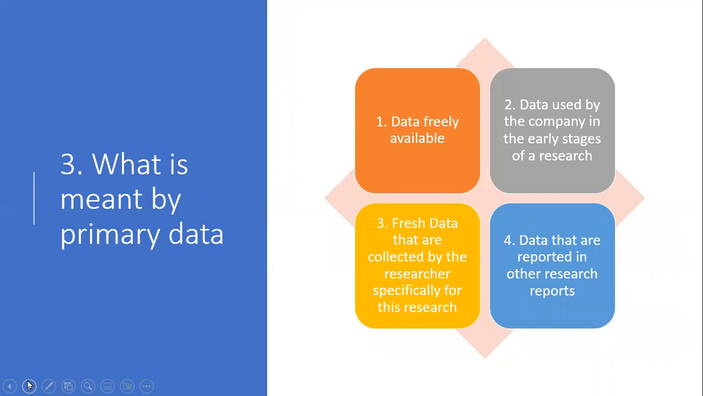What is meant by primary data? 1. Data freely available. 2. Data used by the company in the early stages of a research. 3. Fresh data that are collected by the researcher specifically for this research. 4. Data that are reported in other research reports. The most appropriate and correct answer is that primary data is fresh data that are collected by the researcher specifically for this research. Therefore, number 3 is the correct answer.